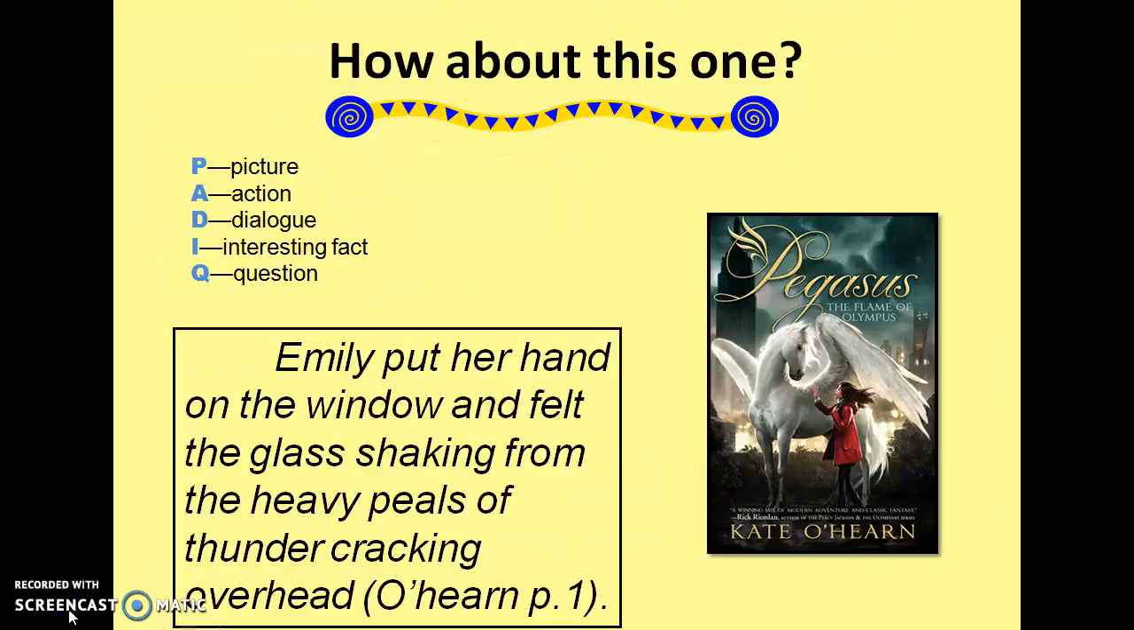How about this one? This is from Pegasus, Flame of Olympus. "Emily put her hand on the window and felt the glass shaking from the heavy peals of thunder cracking overhead." Did you get A for action? Also notice the use of onomatopoeia with the word cracking.